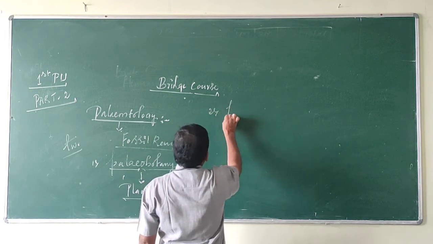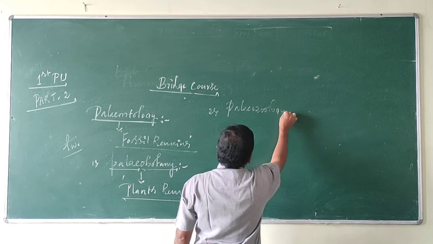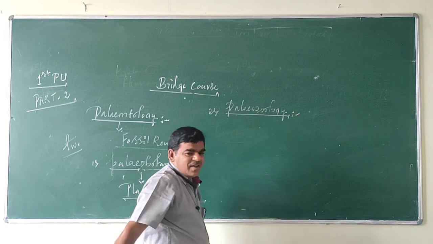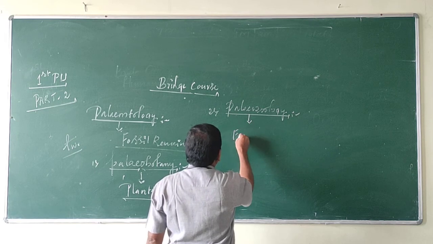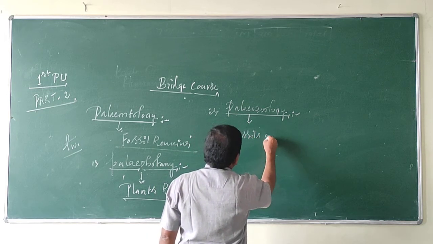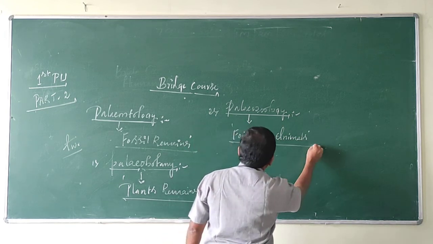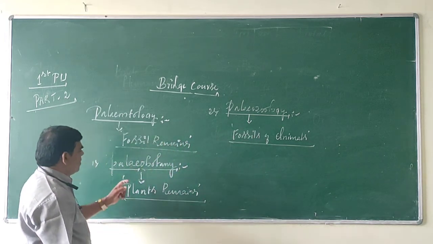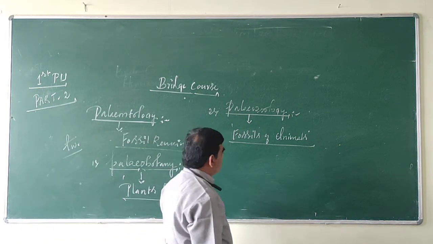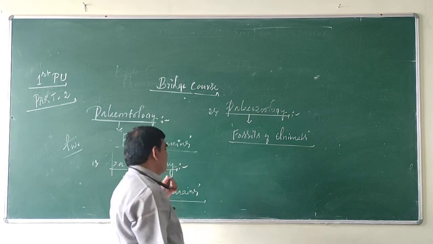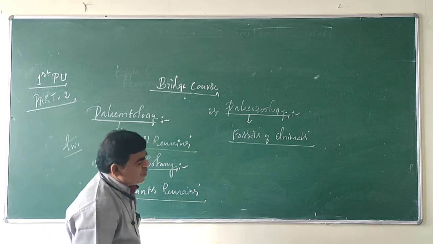Next one, paleozoology. Paleozoology deals with the systematic study of fossils of animals. Paleobotany deals with plant remains, other fossils of plants, while paleozoology deals with remains of animals. So these are the two branches, paleobotany and paleozoology.